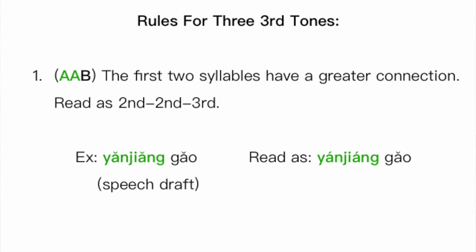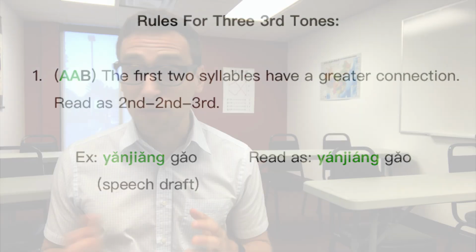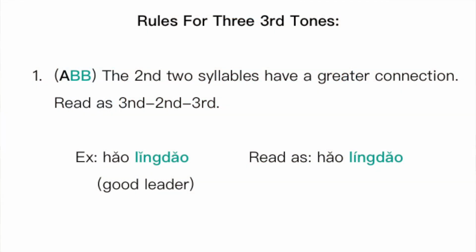What happens when this takes place? Well, this will be read as 演讲稿, second tone, second tone, third tone. The only third tone that remains a third tone is 稿. All right, moving on, as you might guess, this is what happens when the last two syllables have more of a connection than the first and the second syllable. So we refer to this as the ABB structure.